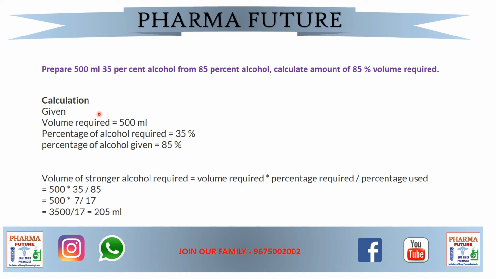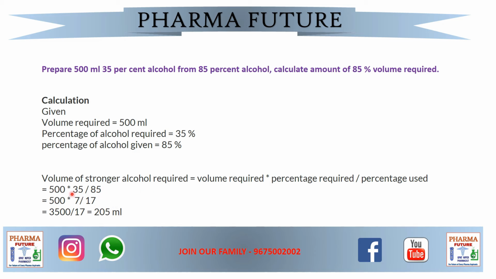Okay, what is given? Volume required is 500 ml. Percentage of alcohol required is 35%. Percentage of alcohol already given is 85%. Now the formula: volume of stronger alcohol required is equal to volume required into percentage required divided by percentage used. So 500 is the volume required, into 35 the percentage required, divided by 85, the concentration percentage given.